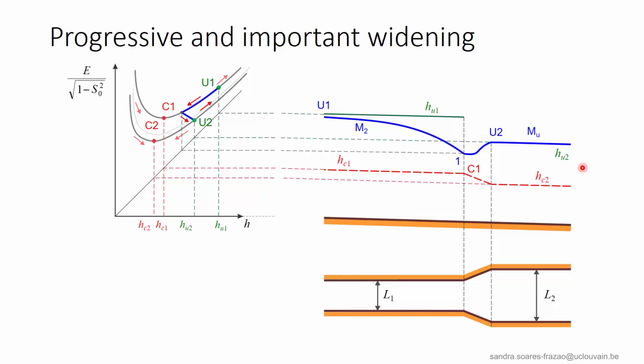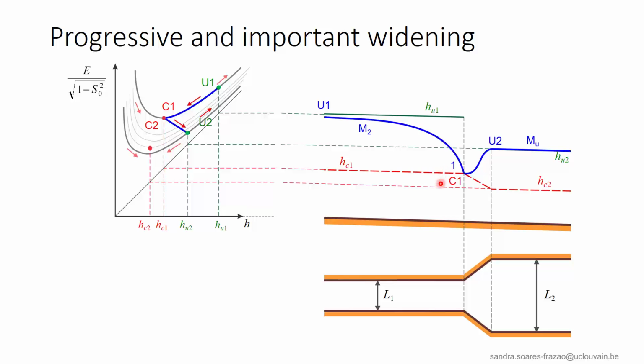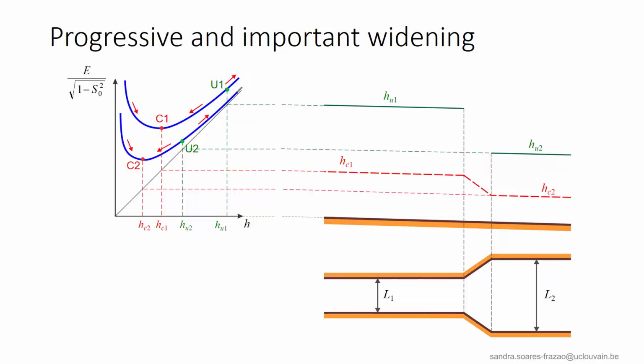If the width L2 increases, HU2 and HC2 will decrease, and point 1 gets closer to C1. If L2 further increases, point 1 further decreases. And finally, if the process continues, it reaches C1. So if the width L2 becomes even larger, we finally have this situation where the difference in specific energy between U2 and C1 becomes larger than any physically possible head loss in the transition.